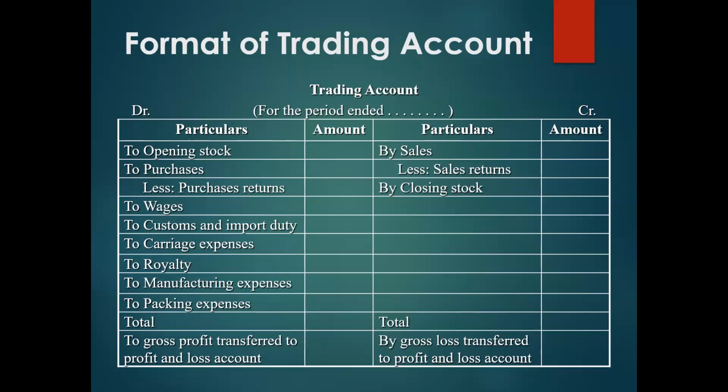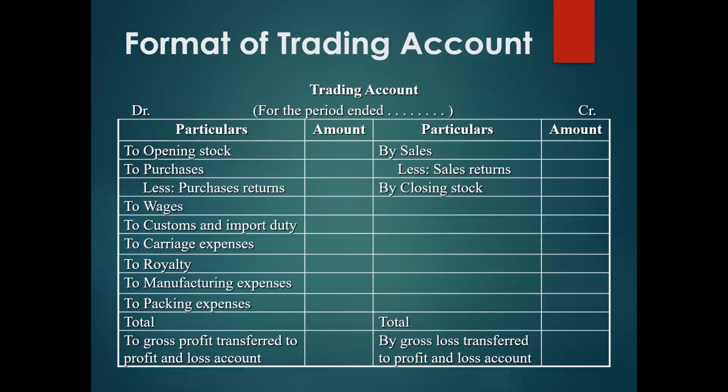So you calculate the total, and the gross profit is transferred to the profit and loss account. This final amount, the total amount, which is taken as the gross profit, will be completely transferred while preparing the profit and loss account.